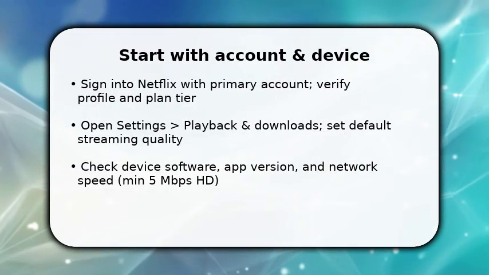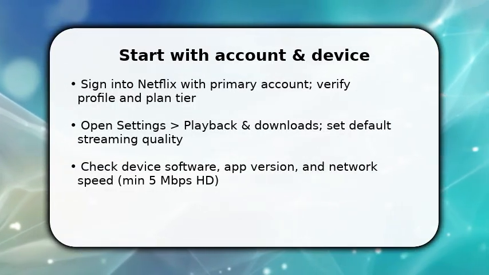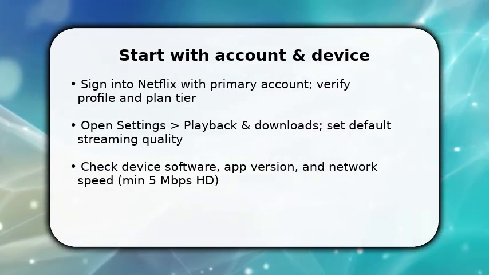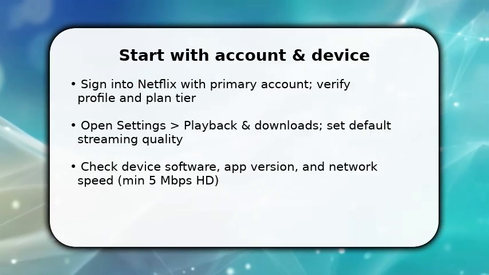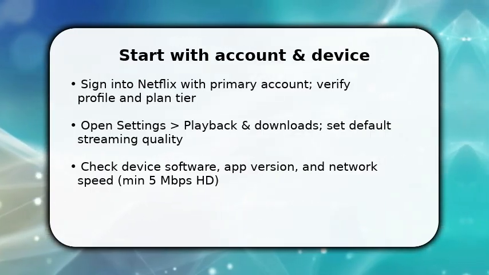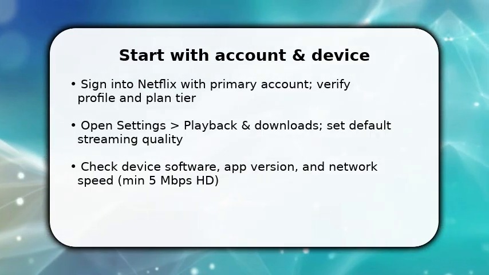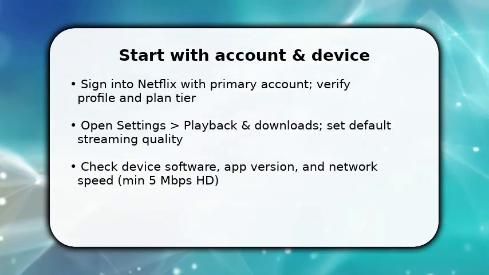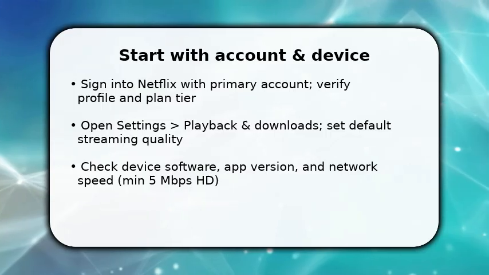You begin by signing into the primary Netflix account and selecting the profile you'll configure. Once signed in, navigate straight to Settings, then Playback and Downloads to set default streaming quality and auto-download rules. This controls bandwidth and storage.